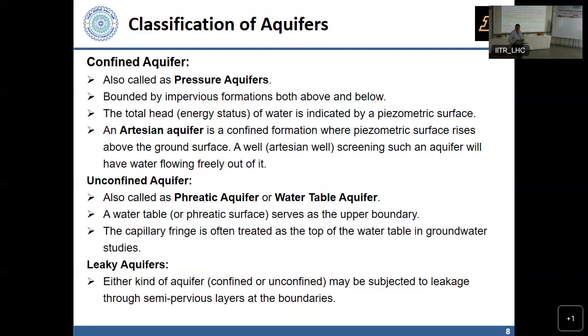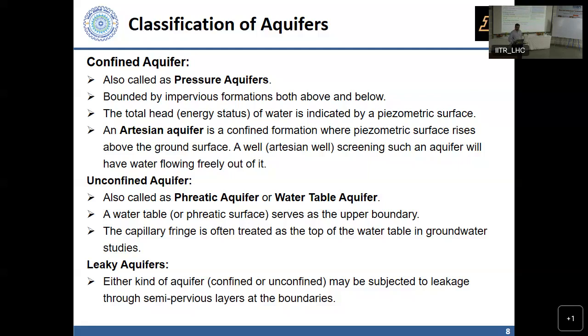Then we have leaky aquifers. So both confined and unconfined aquifers could actually be leaky aquifers, depending on the confining layers, whether they're allowing leakage or not. If it's a confined aquifer, in principle, both the top and the bottom boundaries could be semi-pervious surfaces, and that would allow leakage from both the top and the bottom. For an unconfined aquifer, since it's open to the atmosphere, only at the bottom portion you may have leakage occurring.